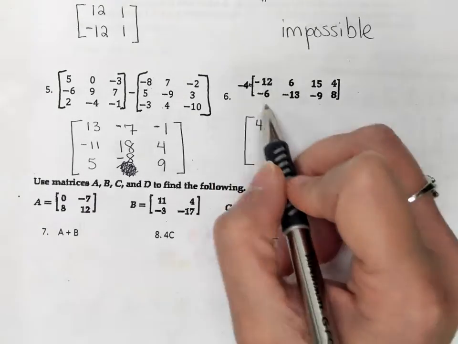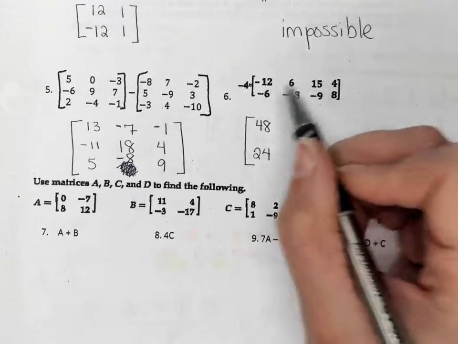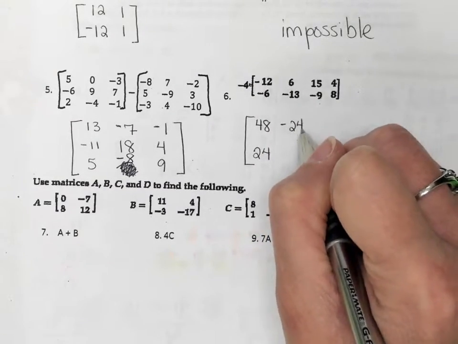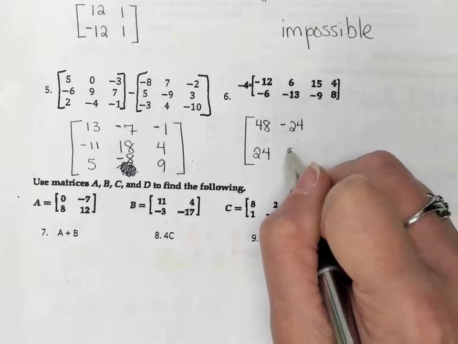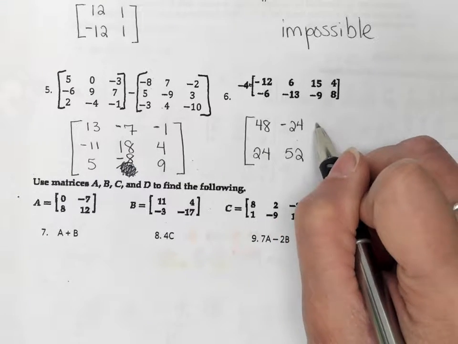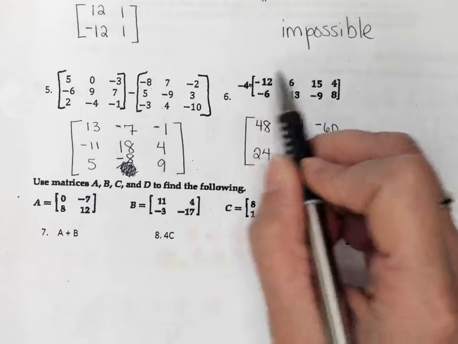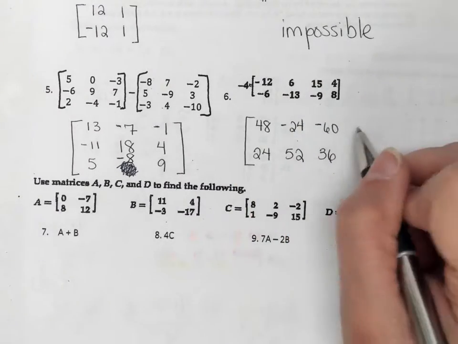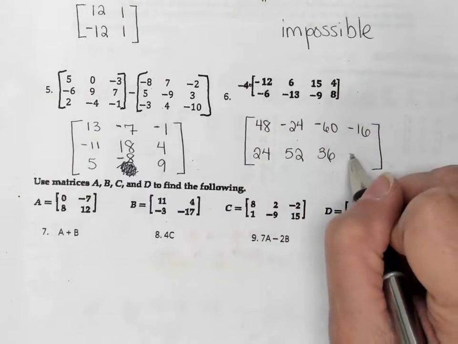Negative 4 times negative 6, 24, positive. Negative 4 times positive 6, negative 24. Negative 4 times negative 13, 52, positive. Negative 4 times 15, negative 60. Negative 4 times negative 9, positive 36. Last row, 4 times negative 4, negative. And negative 4 times 8, negative 32.